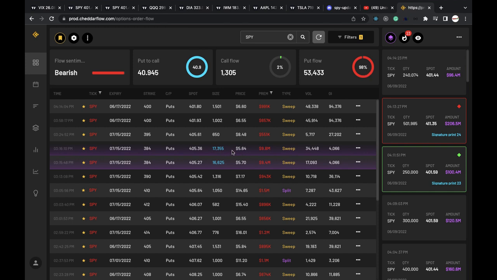And we see at the end of the day something that sticks out is this 9.8 million premium, 9.4 million premium sweep orders for that 384 strike price. Once again, that July 15th date, a lot of out the money puts have been coming in for that date. And they entered around the 405.3, 405.2-ish level. So around that zone could serve as a resistance level. We'll see. But very, very bearish.